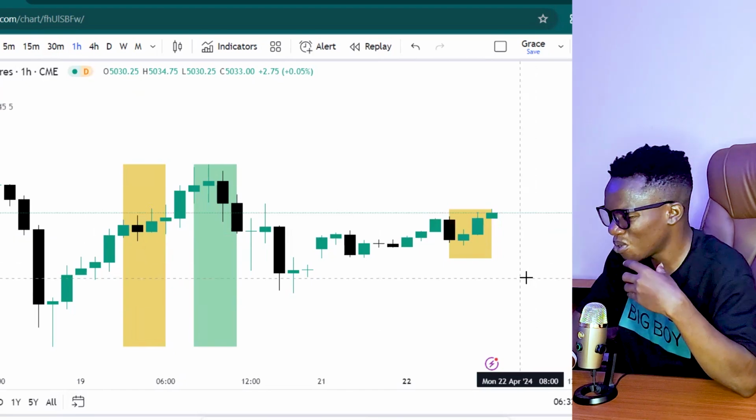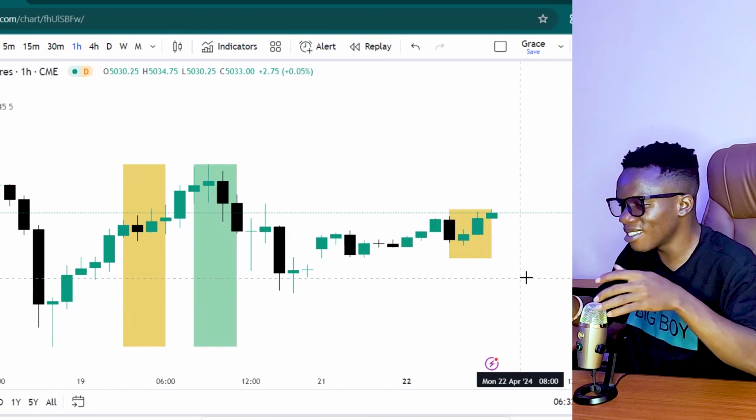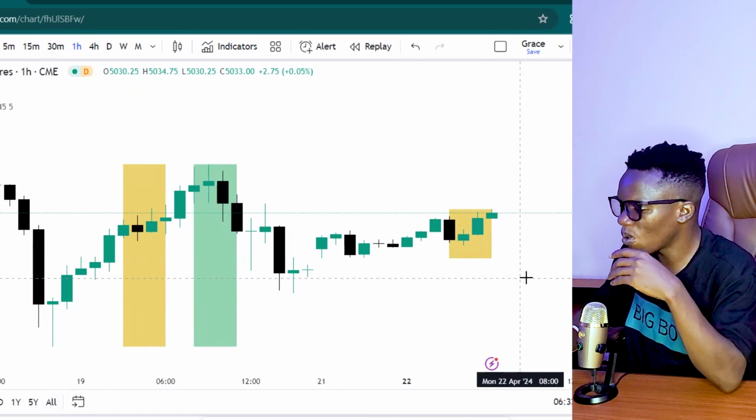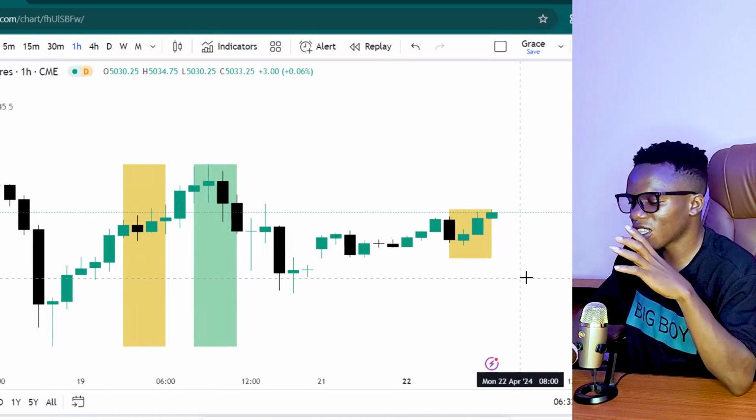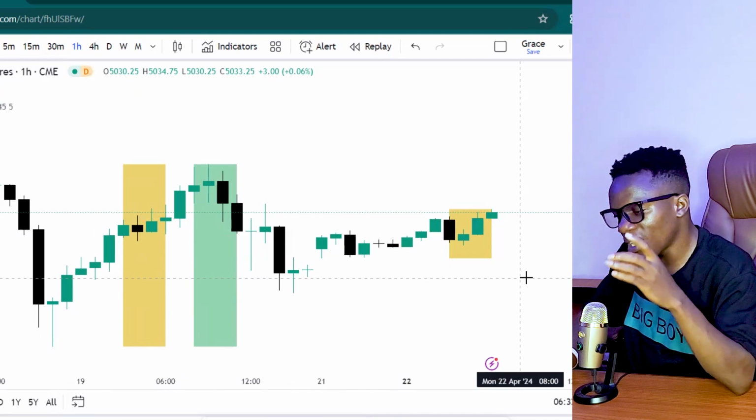I just want you guys to go back to your chart, practice this thing, back test it. You guys put it into work. You'll see that power of 3 is applicable to almost every time frame, most especially lower time frame and higher time frame.